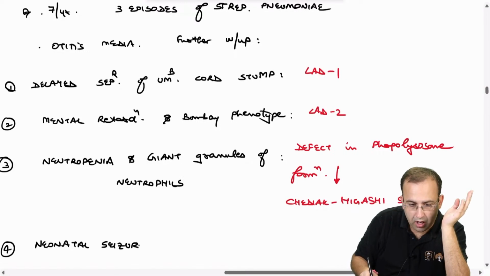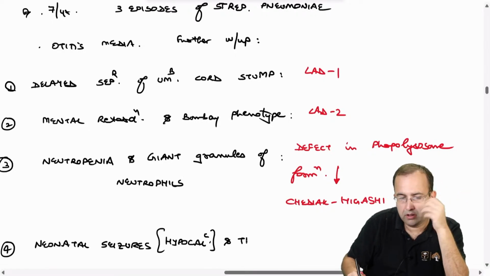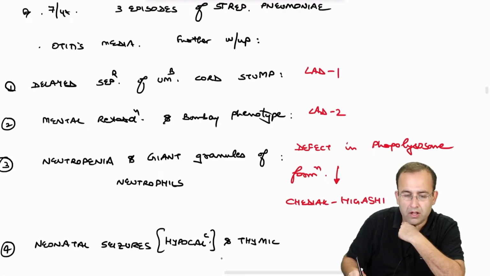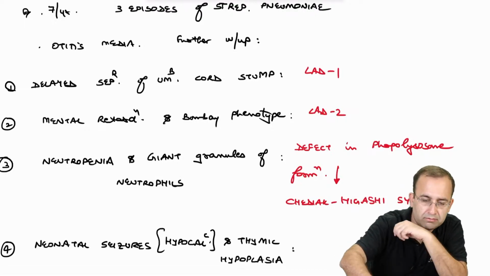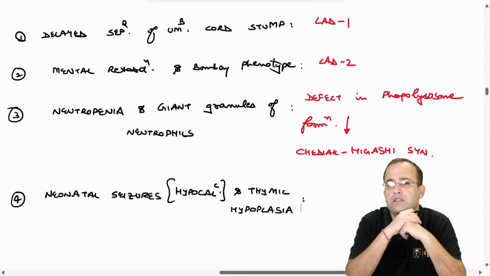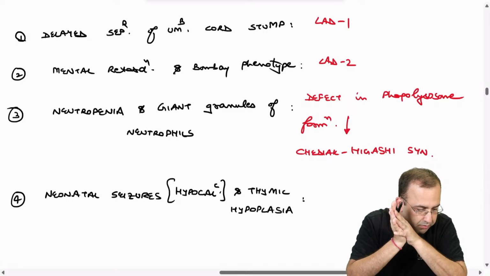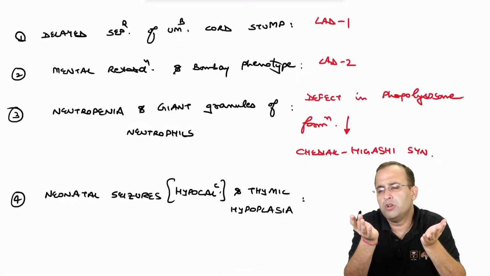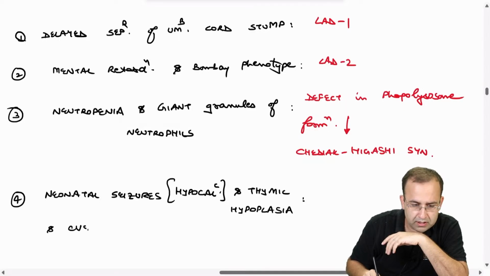And lastly, if you have a history of a child with neonatal seizures due to hypocalcemia. Calcium is low, which can present as seizures. Hypocalcemia and thymic hypoplasia. Thymus is underdeveloped. The minute we talk of thymic hypoplasia with neonatal seizures, diagnosis? Thymus was underdeveloped with CVS abnormalities and neonatal seizures. I can add CVS abnormalities also to this list.